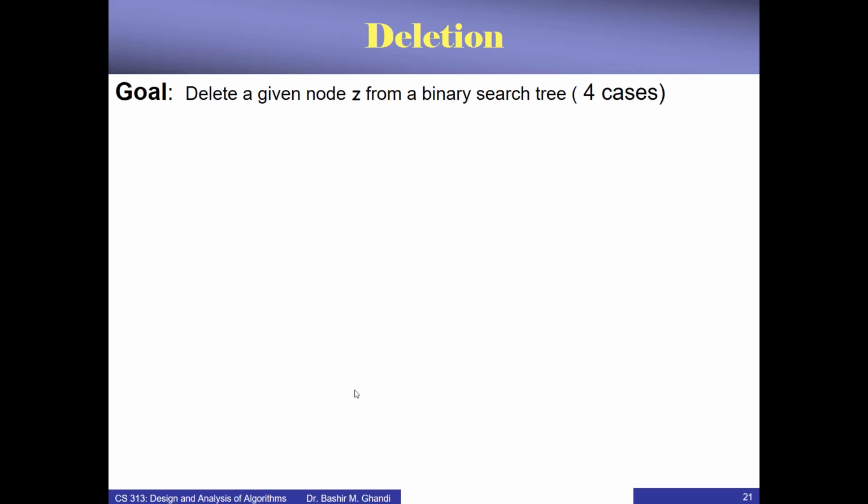So the idea of deletion is that we are given a node z and we want to delete it from the tree. Now here there are 4 cases, some of them trivial, and at least 1 or 2 of them are not trivial. The first case is if z has no children at all. Simply make the parent of z point to nil.